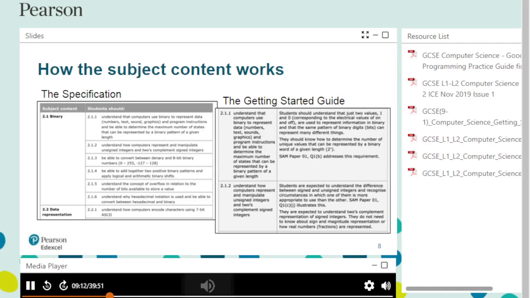Bracketed lists, like the one in statement 2.1.3, indicate the breadth of coverage required. Statement 2.1.2 illustrates the value of using the subject content and the Getting Started guide together. In this case, the Getting Started guide draws attention to a pertinent exam question that assesses this content and makes it clear that students do not need to know about sign magnitude representation of signed integers or how real numbers are represented in binary.